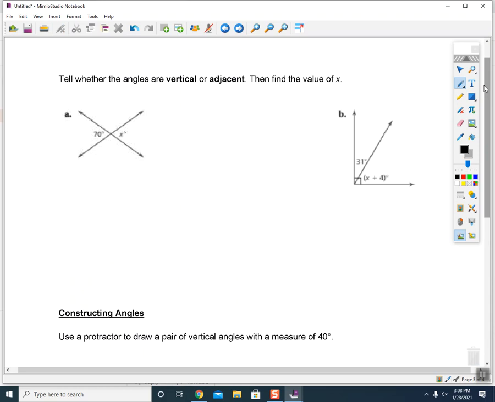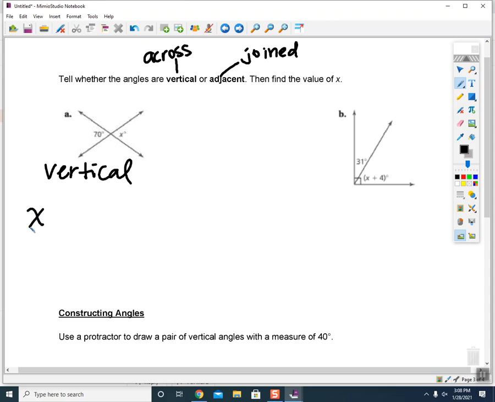Okay, so let's look at these together. So first we need to decide whether the angles are vertical or adjacent, and then find the value of x. So if we remember, vertical angles are across, adjacent are joined. So if I look at letter A, these look like they're across from each other. So these are going to be vertical angles. And if you remember, what I know about vertical angles is that they're the same. So what that means is that x needs to equal 70 because they're the same.